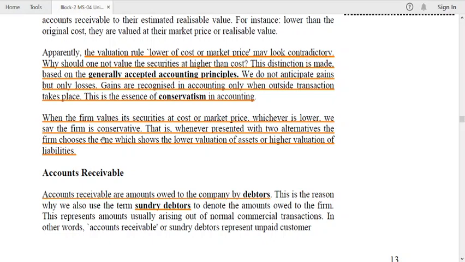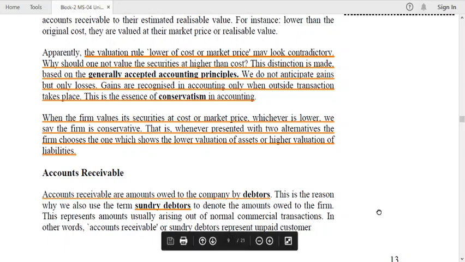Okay, when the firm values its securities or instruments like shares or debentures at cost or market price, whichever is lower, we say the firm is conservative. Usually the cost price will be lower. That is, whenever presented with two alternatives, the firm chooses the one which shows the lower value of assets or higher value of liabilities. This is the gist of the conservatism principle.